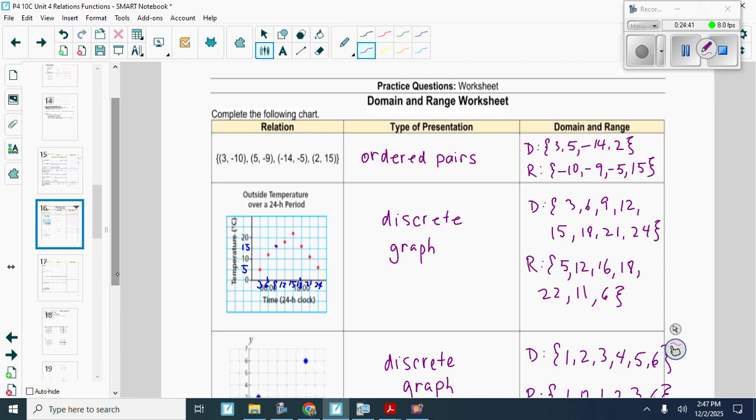The range though, some of the dots were a little bit higher, a little bit lower. Here's what I came up with: 5, 12, 16, 18, 22, 11, and 6. If you thought it was 12 versus 11, I'm not too concerned, as long as you were pretty close to this. As you can see, some of the graphs you're going to be getting, especially the ones in your textbook, aren't necessarily going to be exactly where the grid lines meet. Sometimes they'll be a little bit above, which means your number needs to be a little bit above.